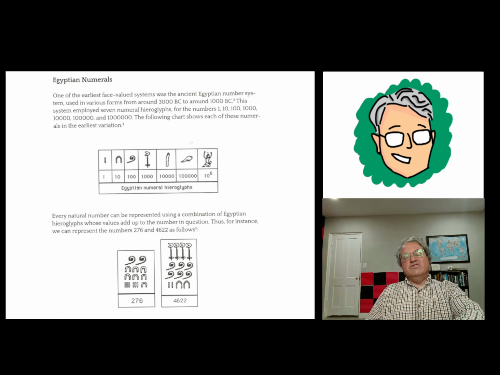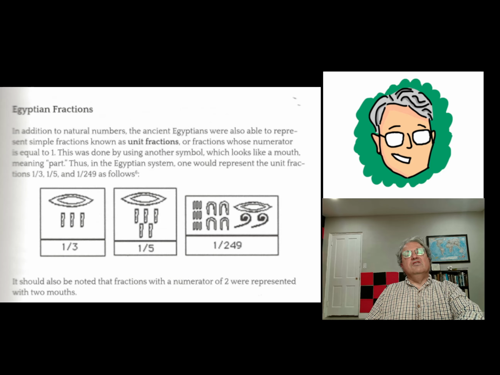So that's the number 4,622. And if you look at Egyptian hieroglyphs, you will see numbers represented this way. And then the Egyptians actually did a little better than this. They also came up with fractions. There are fractions called Egyptian fractions, and they didn't represent arbitrary rational numbers. They only represented fractions with a numerator of either 1 or 2.